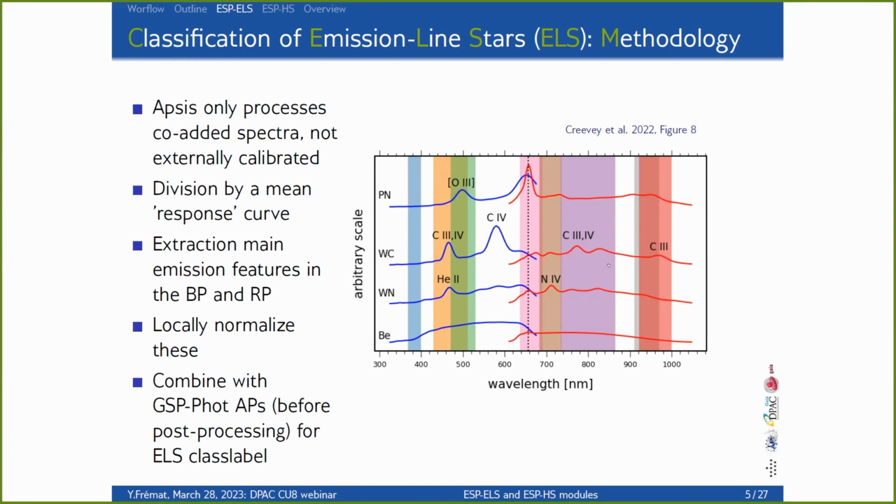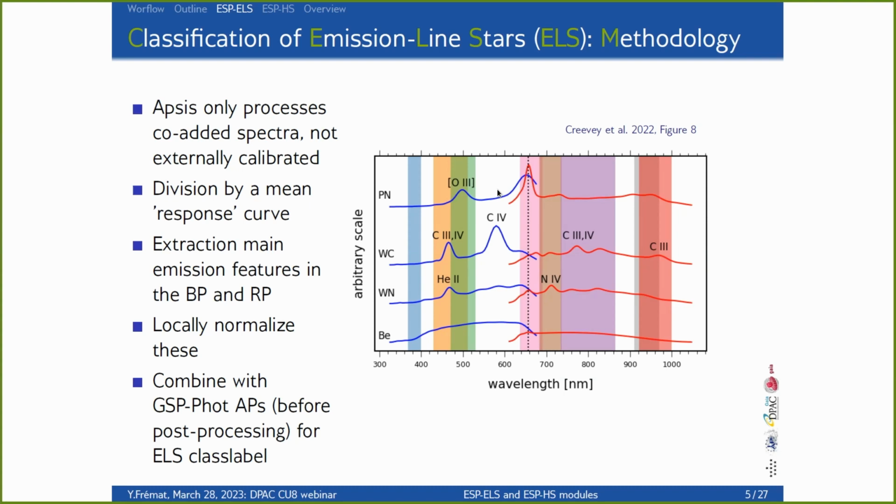So that's what you see here on the right. We see the spectra of different types of emission line stars that have been divided by this mean response curve. On the left, you have the BP passband, and on the right, you have the RP passband. For example, we see here that the H-alpha feature is overlapping in the two passbands, but the effective resolution of the spectrum at the edges of the passband is different.